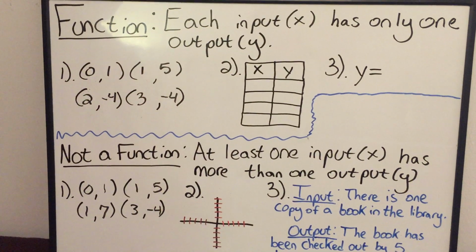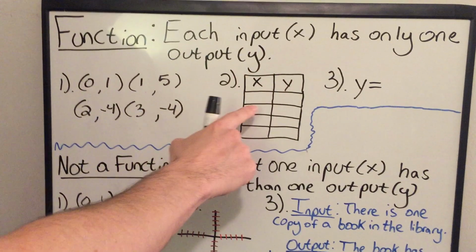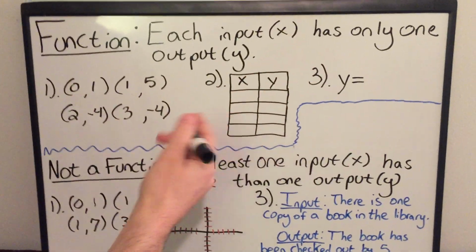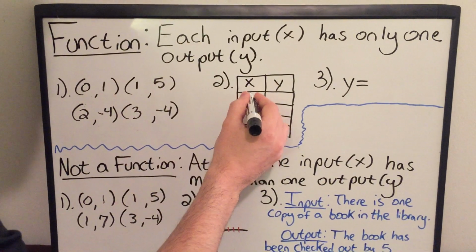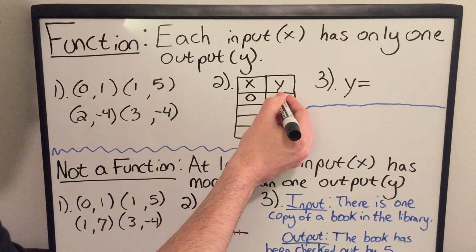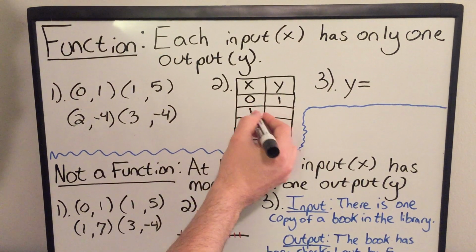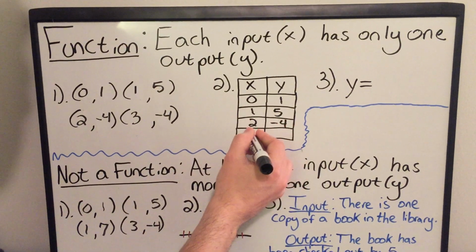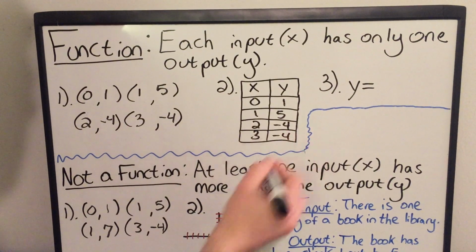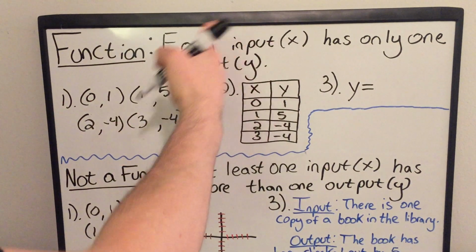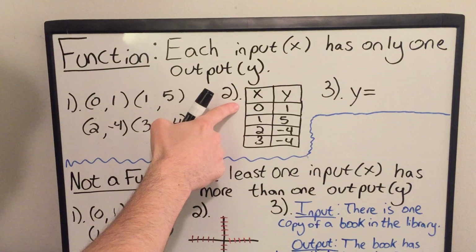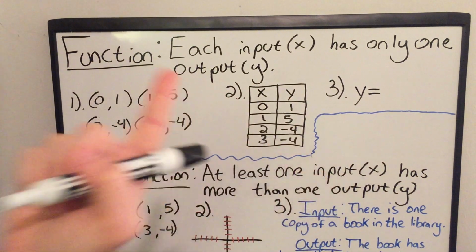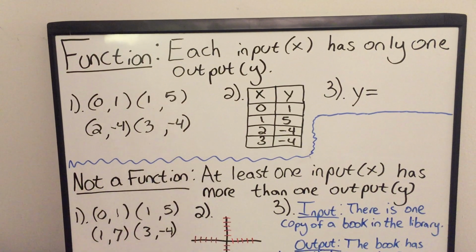Now let's take a look at a table. Going under function again, doing a table is kind of like doing ordered pairs, just in table form. I could literally take my ordered pairs that I have over here: 0, 1; 1, 5; 2, -4; 3, -4. And this would be a function. The reason this is a function is because all my x's only appear once, and each x goes to clearly one output. So that would be a function.